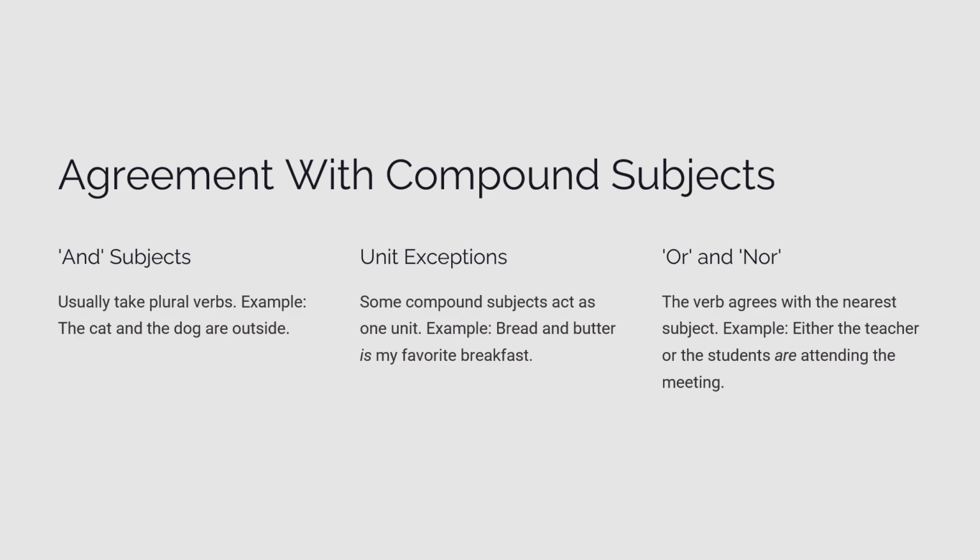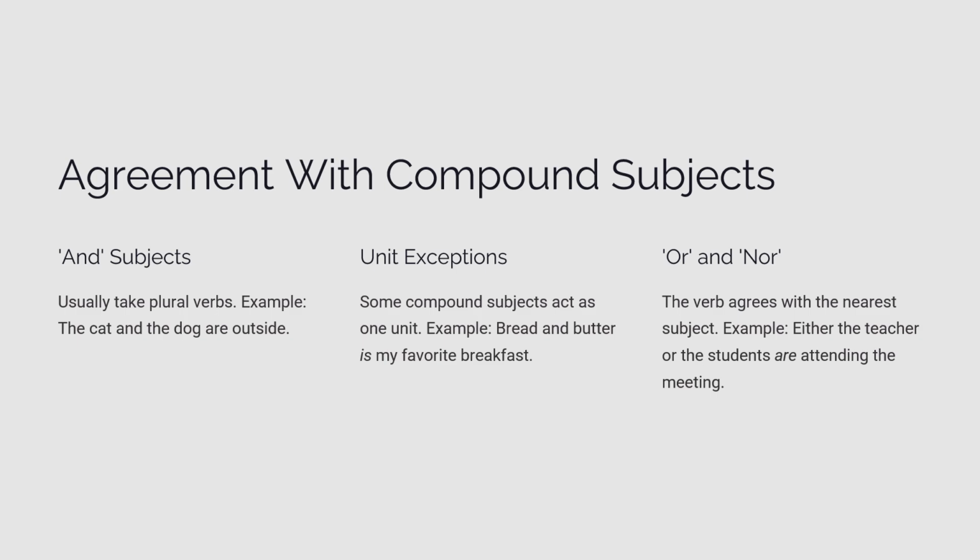So with these, the verb agrees with the part of the subject closest to it. So if we say "either the teacher or the students are attending the meeting," the verb are matches with students, which is closest to it and is plural.